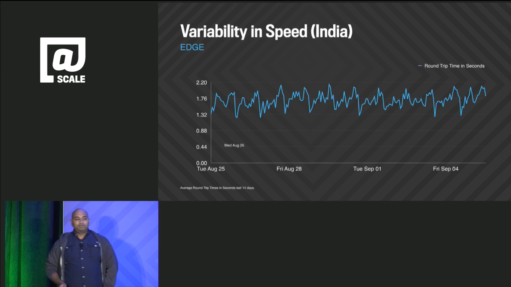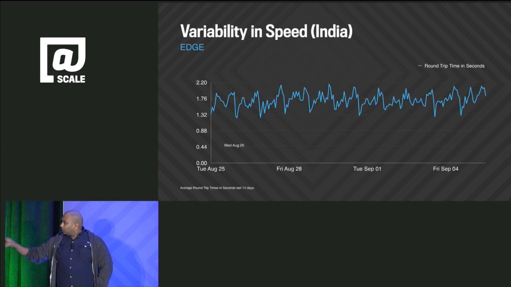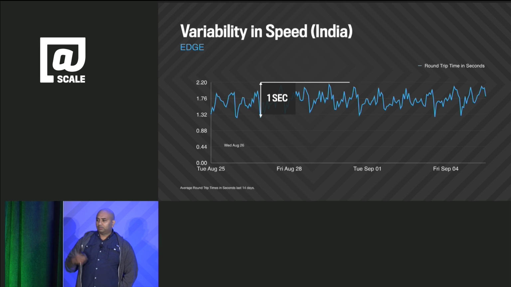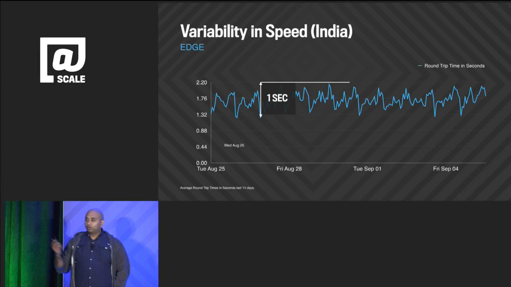Here's a graph of variability of latency on Edge in India. Edge, as I mentioned earlier, is the dominant network in India. This is what people experience all through the day. The spikes here are in the evening times when more people get on the network, and you see latency spiking by 1 second. So during the day, the round-trip times are 1.32 seconds, and later in the day, they go up to 2.32 seconds. So all of this means that building apps in these situations can be hard.